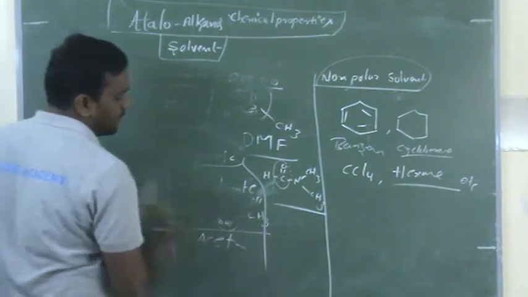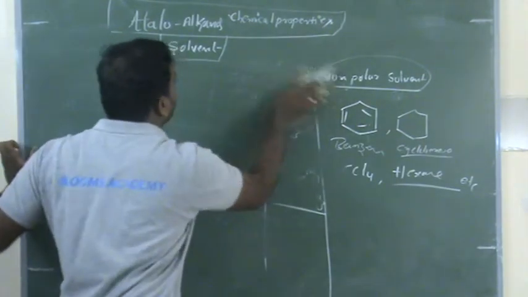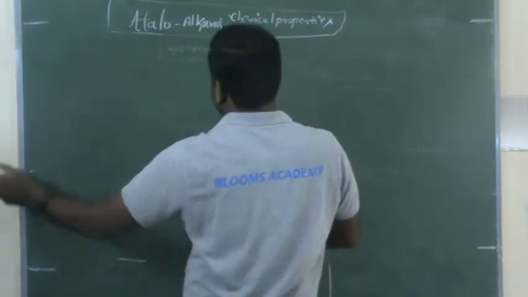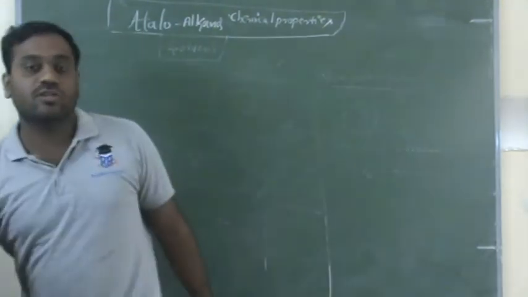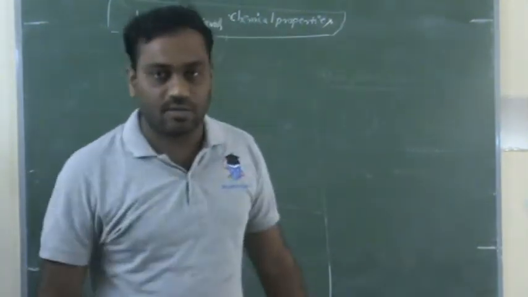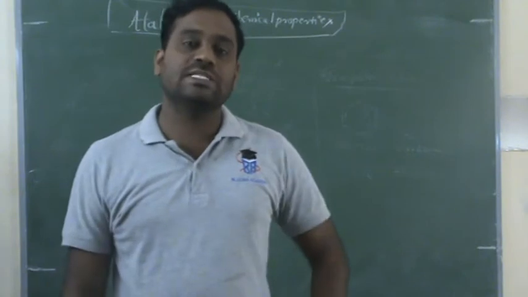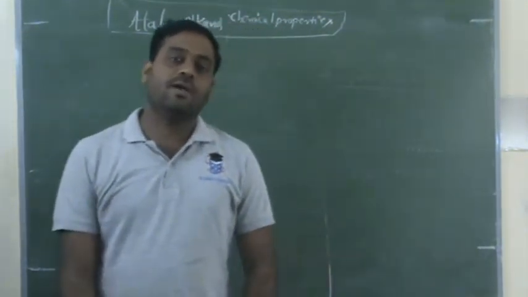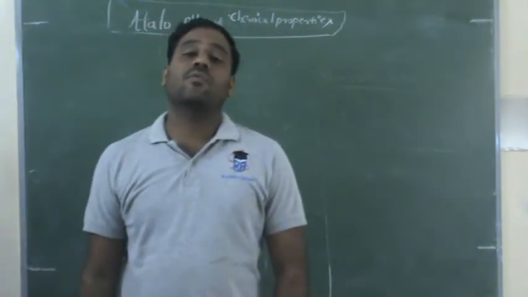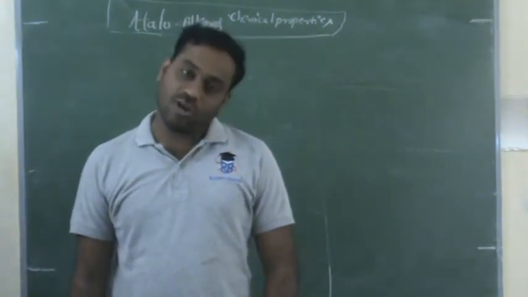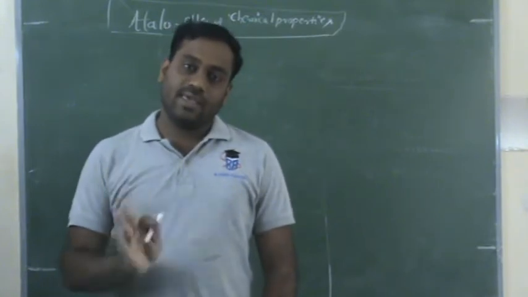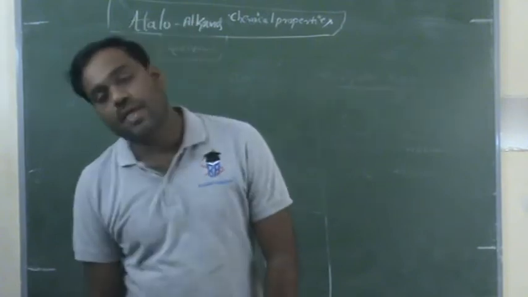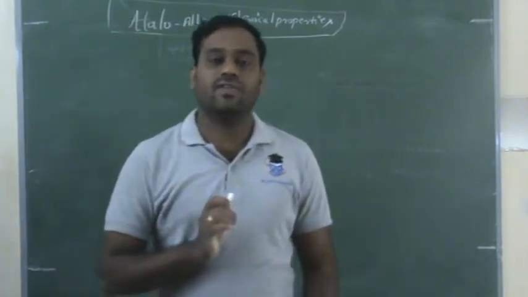Now, what type of solvents are used in SN1 reaction? That is a previous year question. The solvents which are used in SN1 reaction are polar protic solvents like water, alcohol, ammonia. These all are polar protic solvents which are used in SN1 reaction. Keep that in mind. Next, what is the mechanism of SN1 reaction?